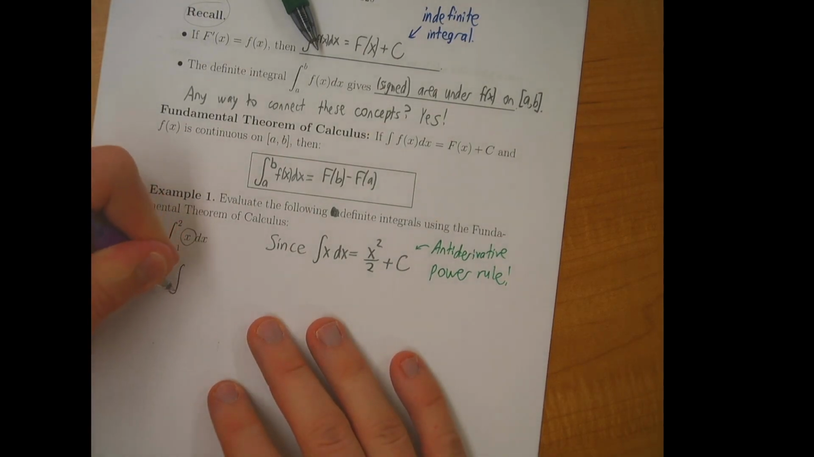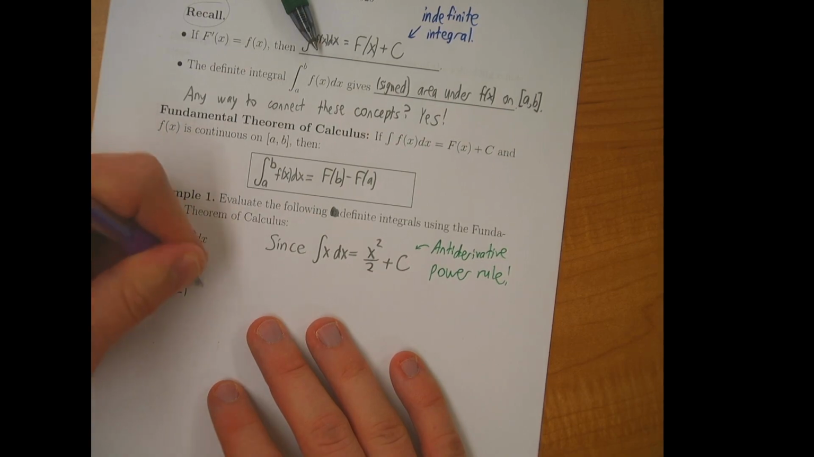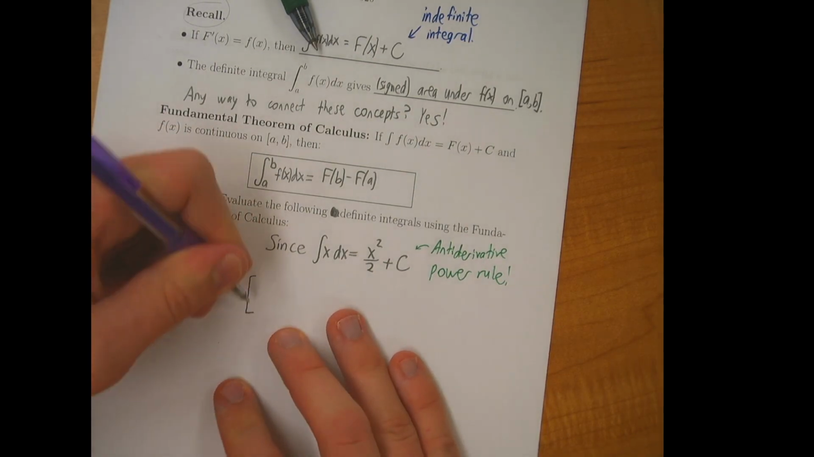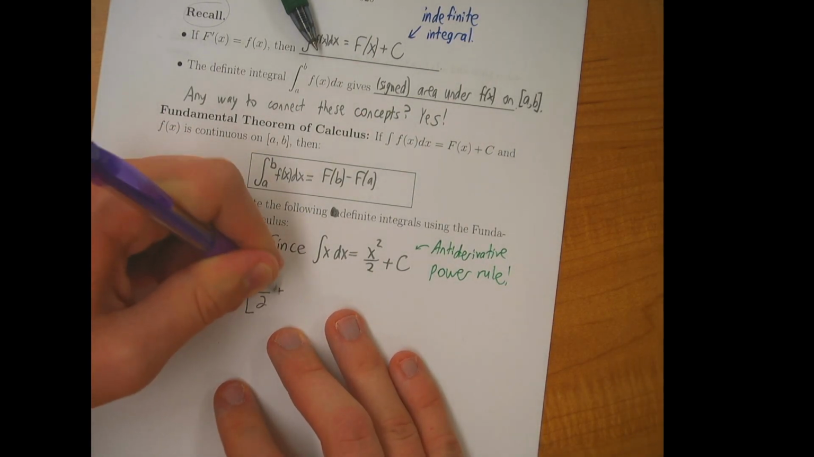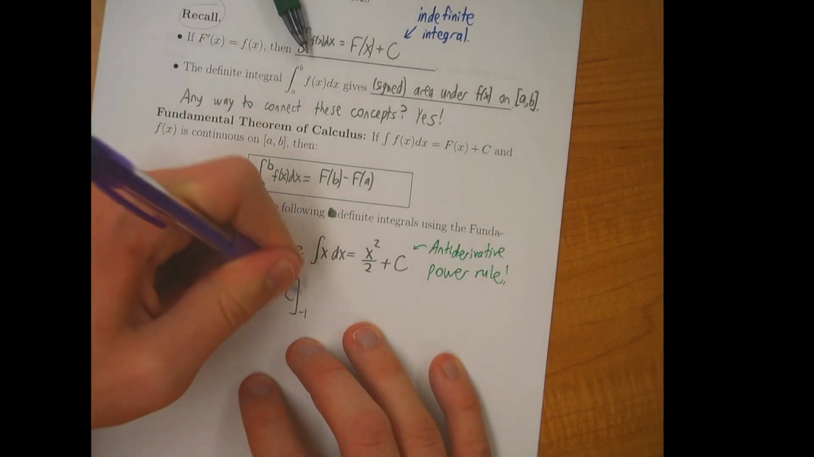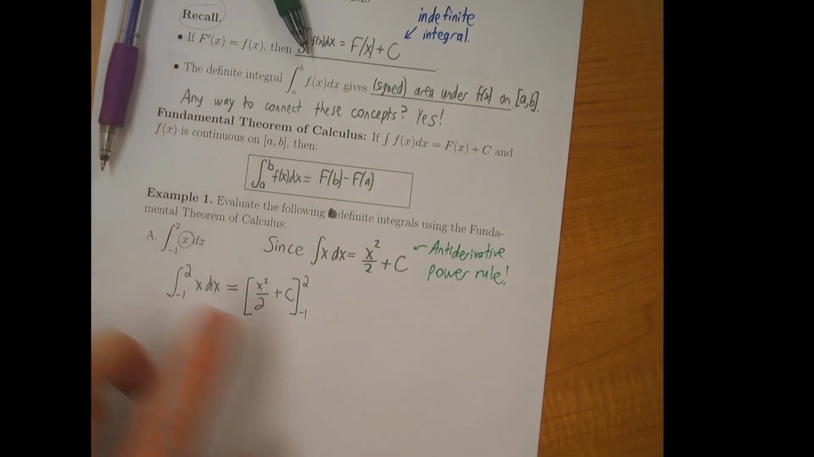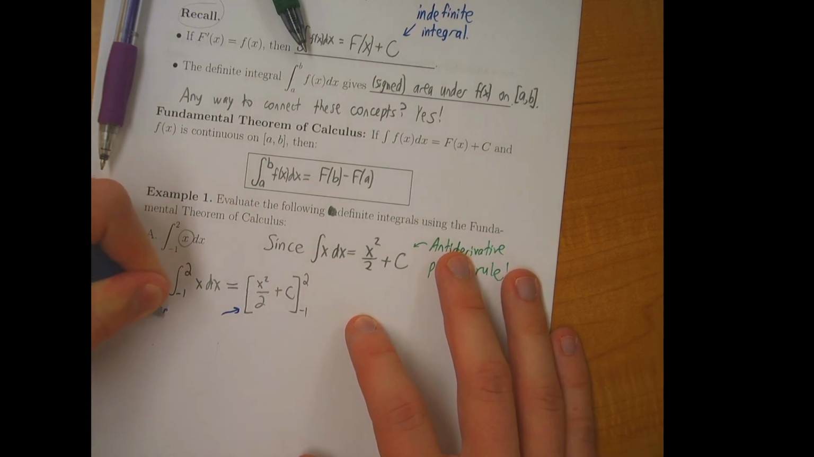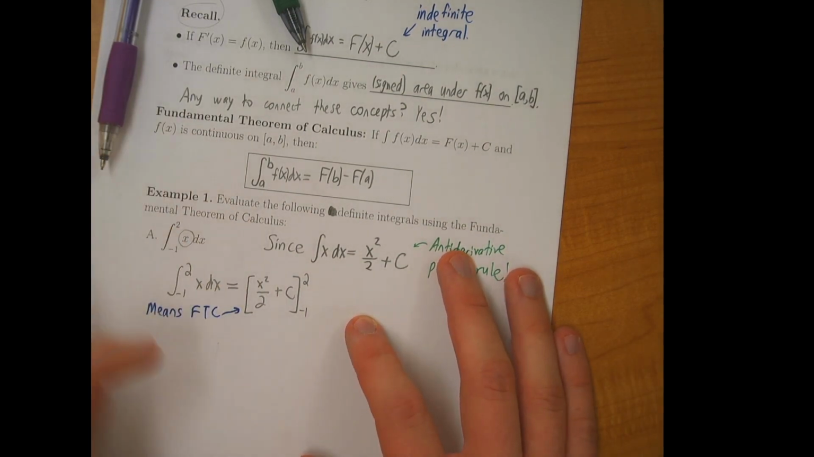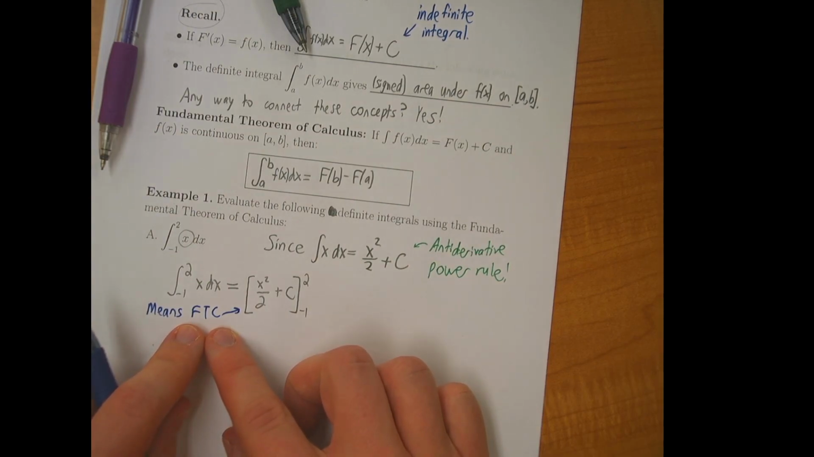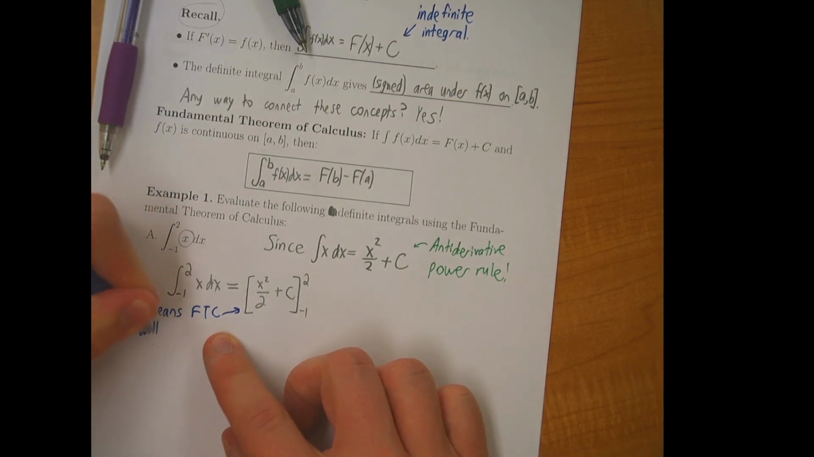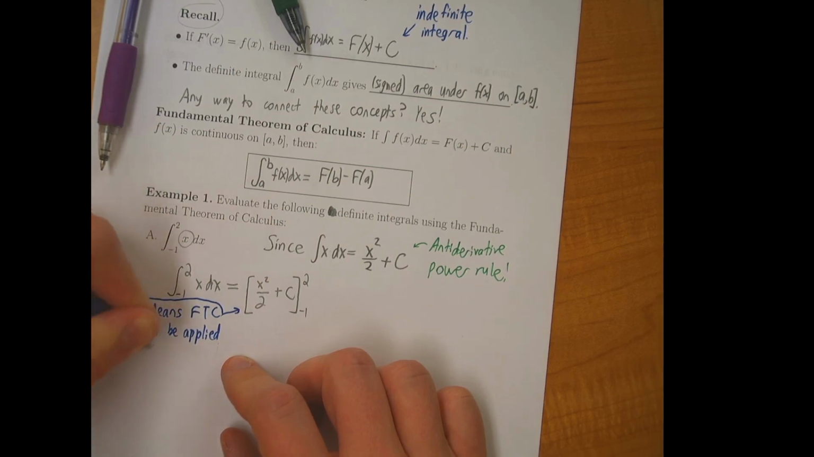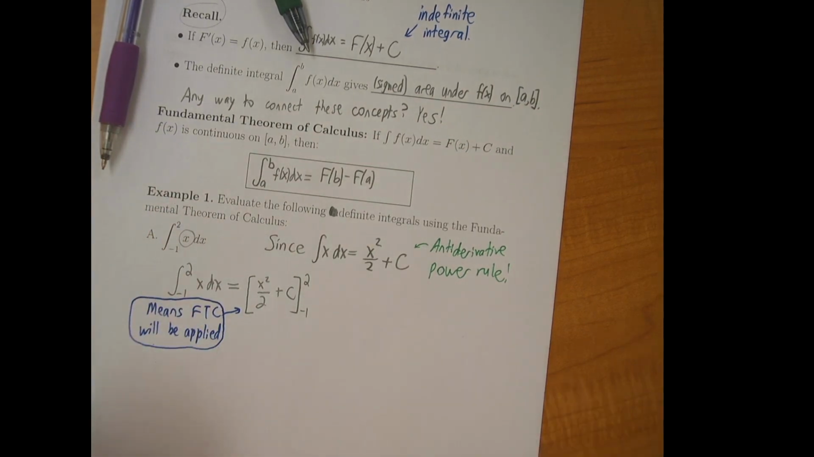So the integral from -1 to +2 of x dx, we can rewrite this using bracket notation. So we have x squared over 2 plus c, and then -1 to 2. What this bracket notation says is that the fundamental theorem of calculus, which I'll abbreviate as FTC for short, will be applied.